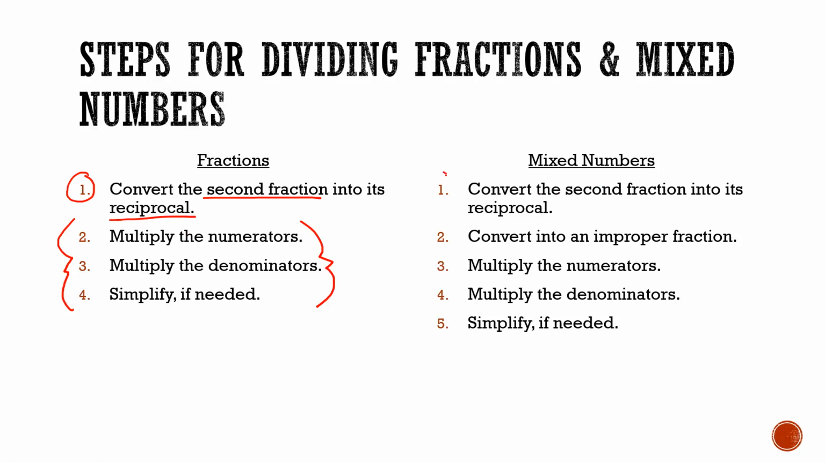Same thing over here with mixed numbers. All the steps are the same except for the first step. That first step says convert the second fraction into its reciprocal. And then you just go through the same process as you did with multiplying fractions and mixed numbers. So let's look at an example.